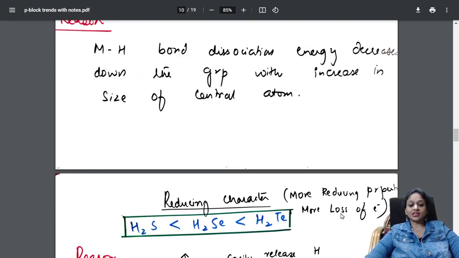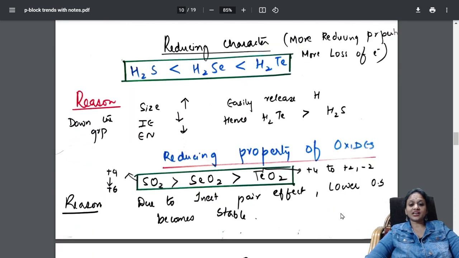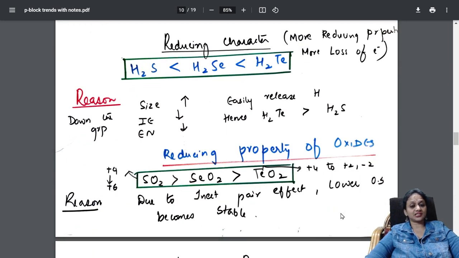Then slowly I took a concept called reducing character and reducing property of oxides. So what happens, whether it's easy to lose the hydrogen atom? What is the reason I have mentioned here? Same is with the oxides. So you should remember, based on the inert pair effect, how it is releasing the hydrogen. So everything I have explained along with the reason, note it.